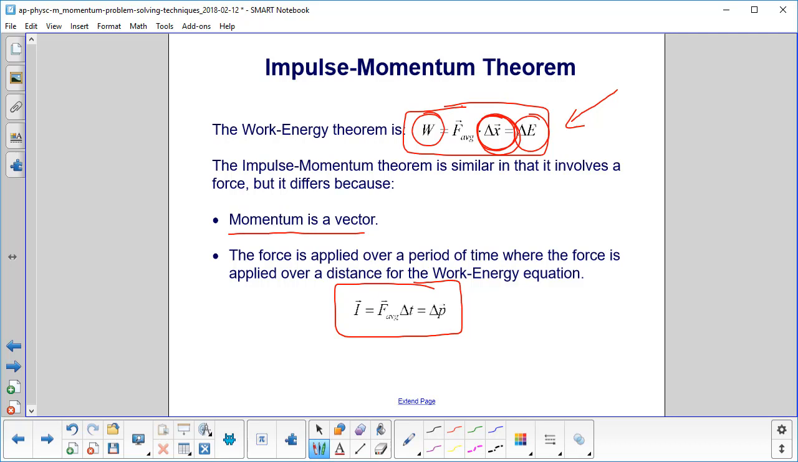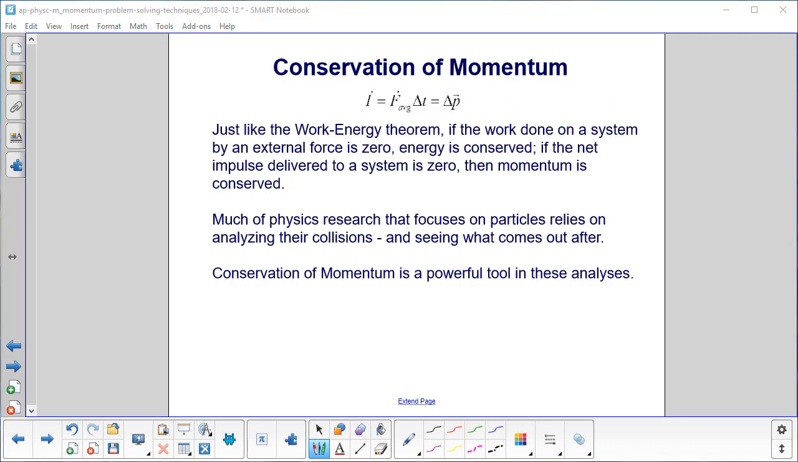So you have impulse is the average force times delta t, and that will equal the change in momentum. Note, please, impulse is a vector, force is a vector, momentum is a vector. Just like the work-energy theorem, which states that if the work done on a system by an external force is zero, then energy is conserved, if the net impulse, over here, is zero on a system, then momentum is conserved.